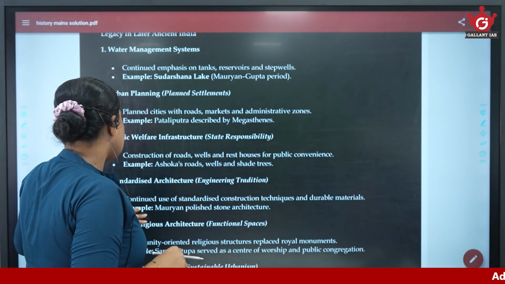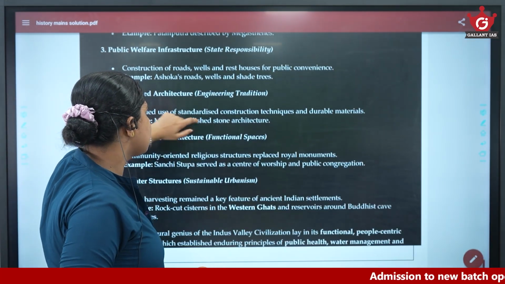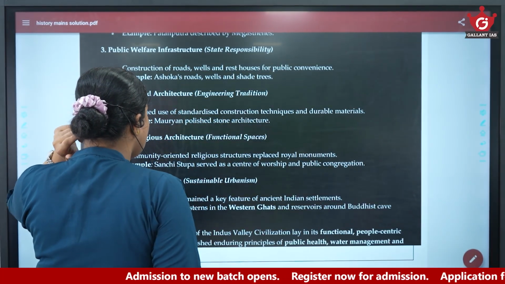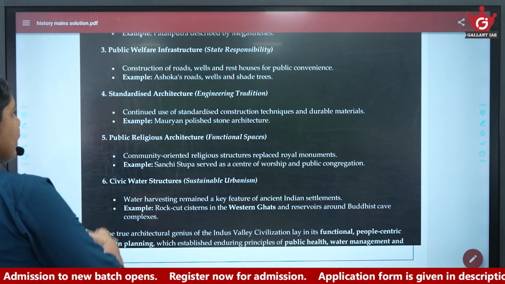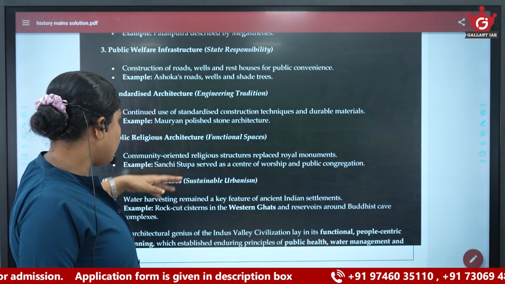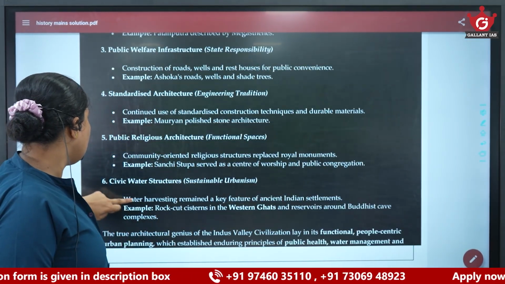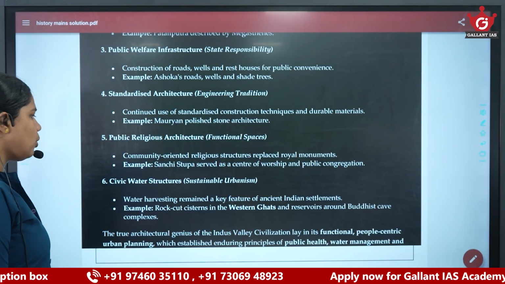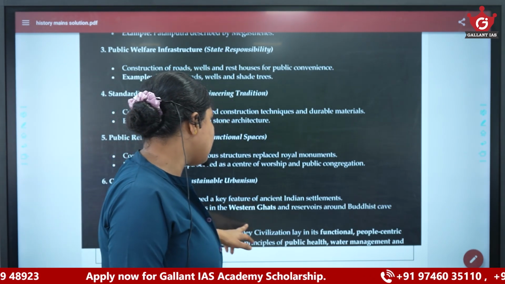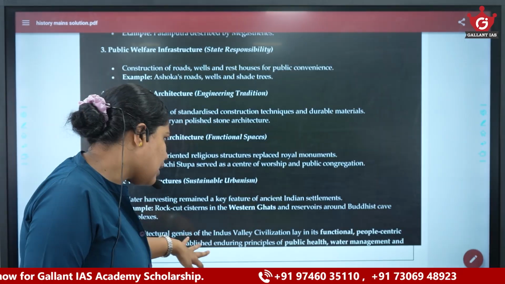Then you can mention standardized architecture, the continued use of standardized construction, for example Mauryan polished stone architecture. Next, public religious architecture, community-oriented religious structures. For example, we talked about the Great Bath. Similarly, you can talk about the Sanchi Stupa. Next, water structures: you talked about reservoirs at Dholavira. Similarly, we have rock-cut cisterns in the Western Ghats around Buddhist caves.